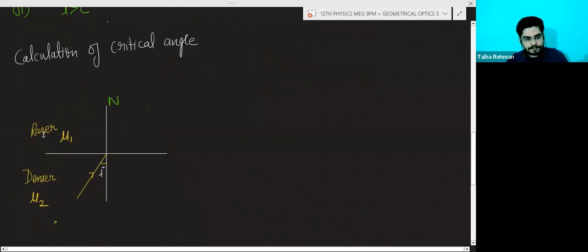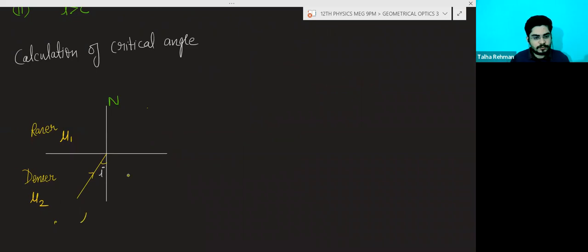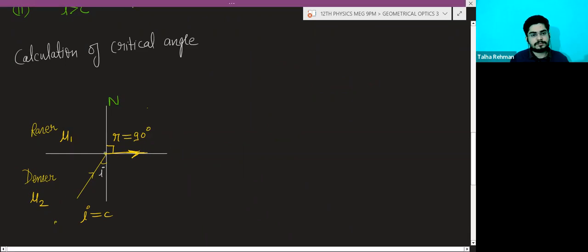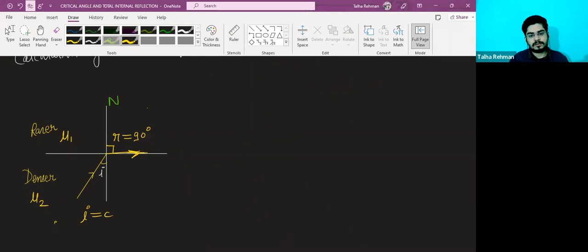So suppose the light is moving from denser to rarer medium. So what will the critical angle mean? Suppose this angle of incidence is equal to critical angle. So in this case, the light will move along the surface and angle of refraction becomes 90 degree. Now apply the Snell's law.